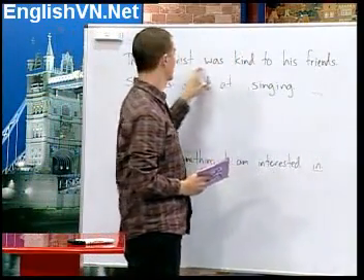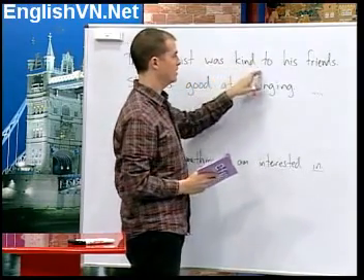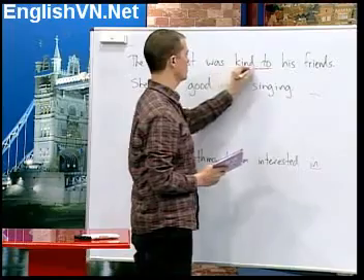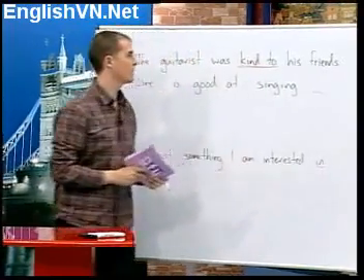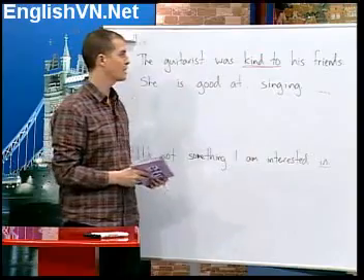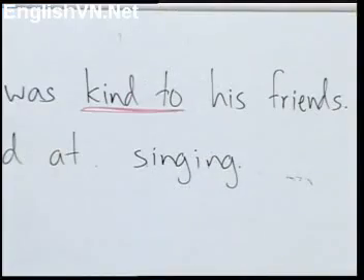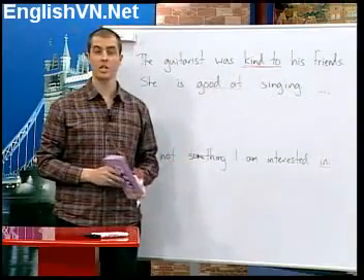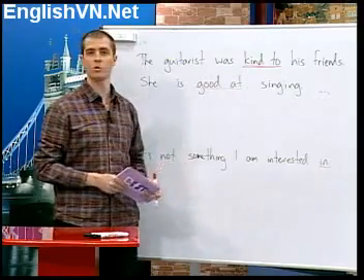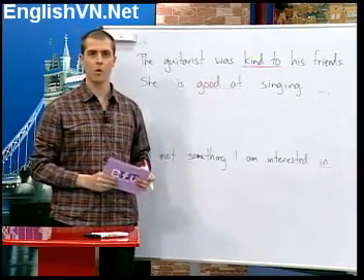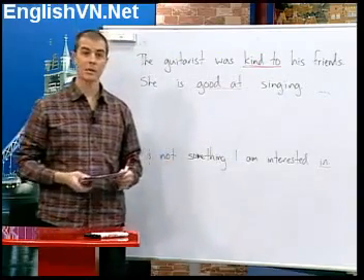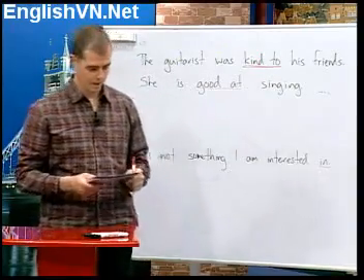What this means is, when we use something was kind to, we always use to with this verb. The guitarist was kind to, not kind at or kind for, always kind to. And she is good at singing. She can sing well. She is good at singing, not good to singing or good for singing, always good at singing.